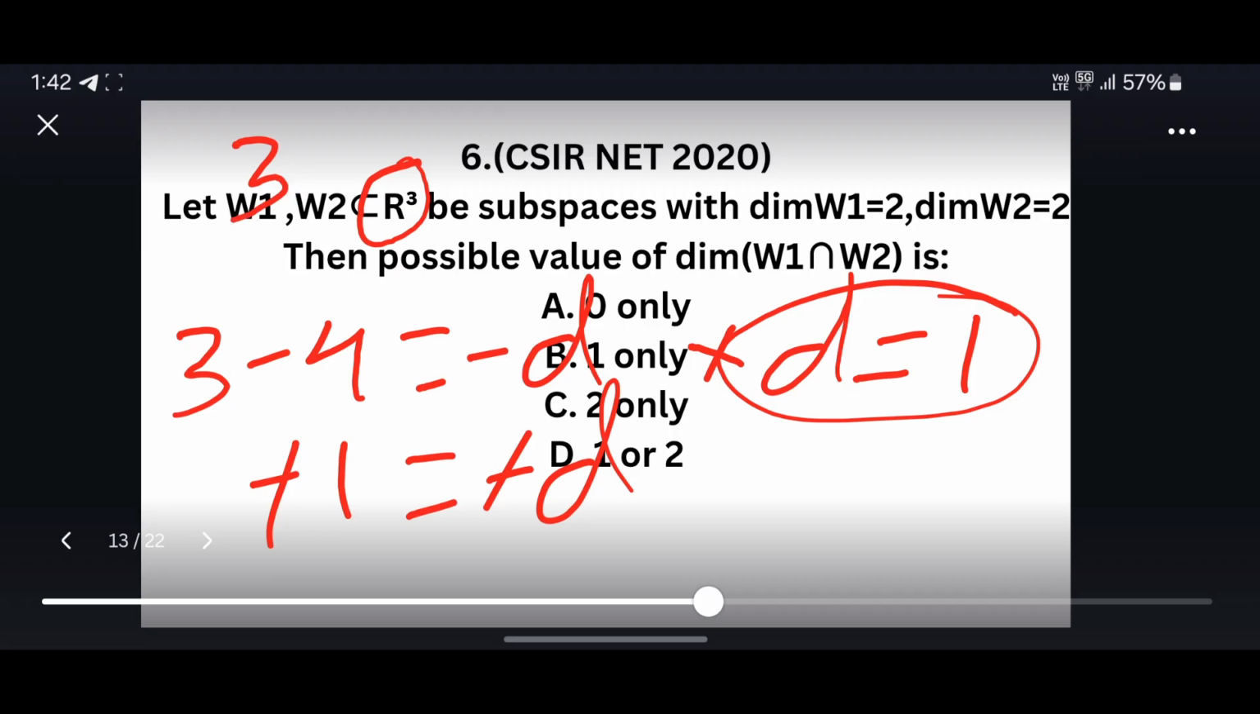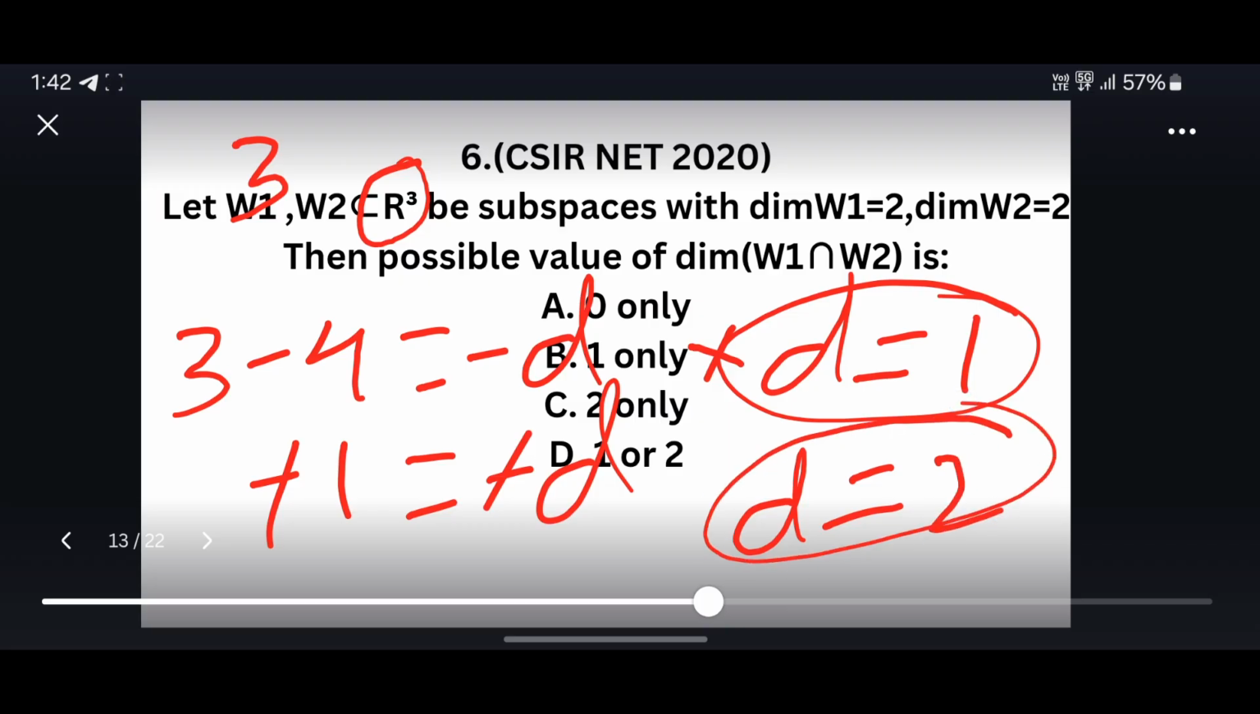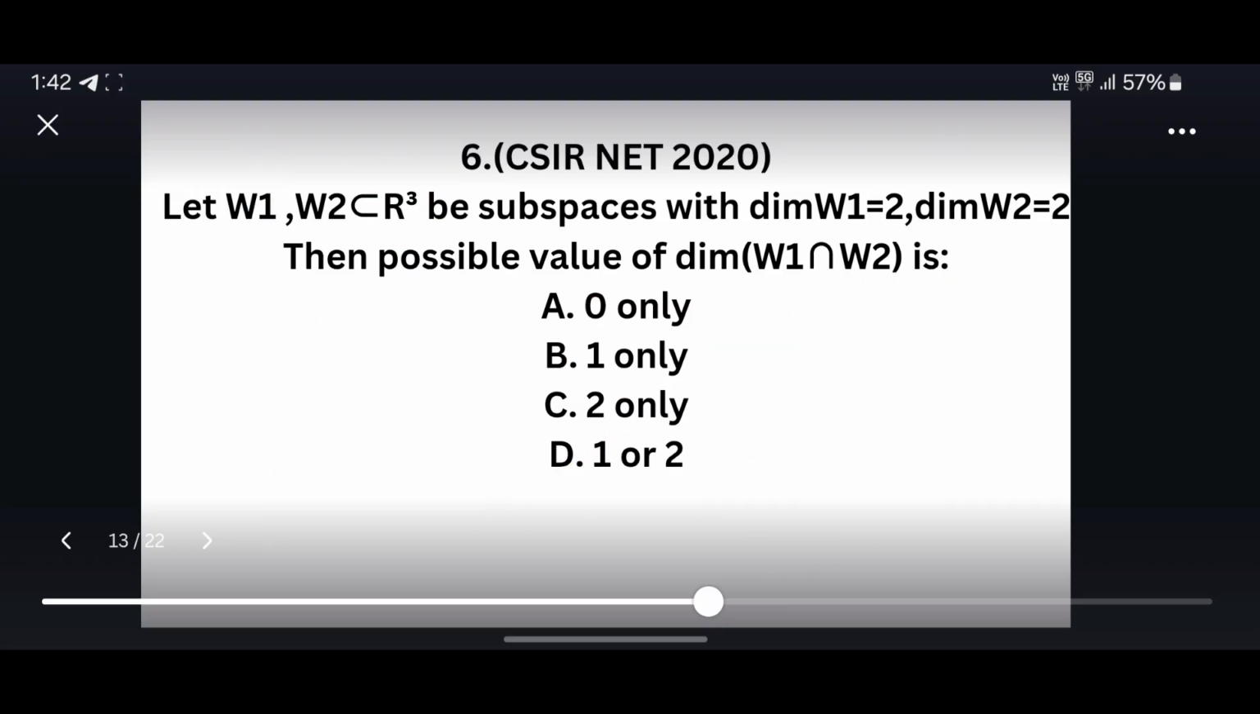So the dimension of W1 intersection W2 cannot be more than 2. That's why we want to put both values, D equal to 2 or D equal to 1. Both are possible. That's why option D is the correct one. The dimension of W1 intersection W2 is 1 or 2. Okay, understood? This is a very tricky question. So please observe the question and observe the formula. After that, go and solve this problem.